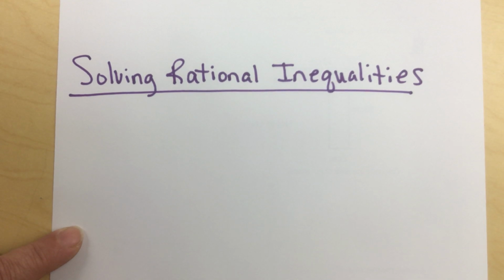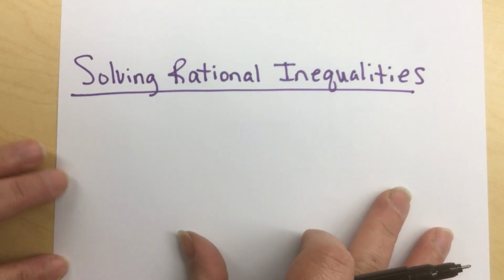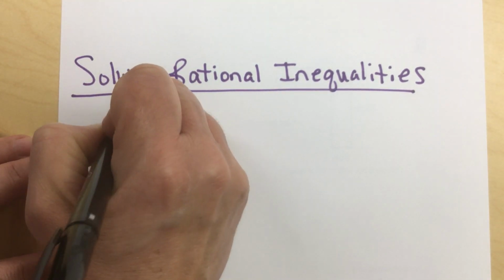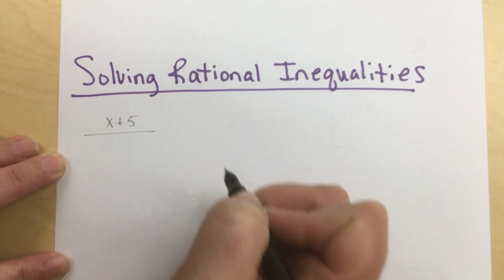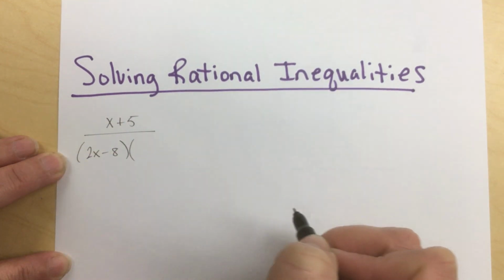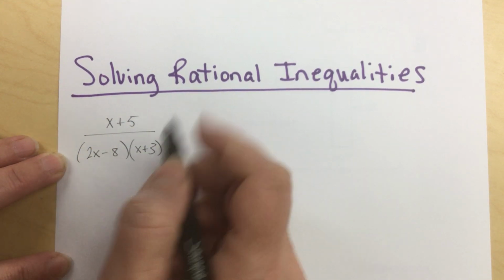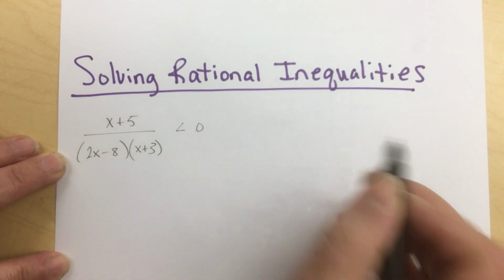Okay, if you just watched the video on solving quadratic inequalities, this is going to be very, very similar. It's the exact same method. The problems just look a little bit different at the beginning. So I'm going to take a rational inequality, something like (x + 5) divided by (2x - 8)(x + 3), and I want to know where the answers to that are less than 0.